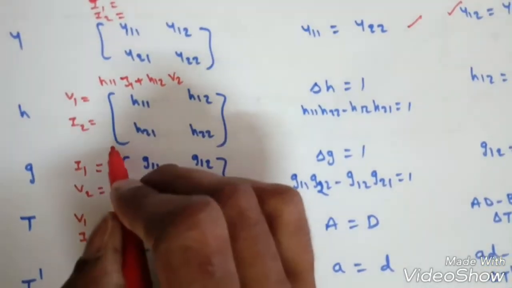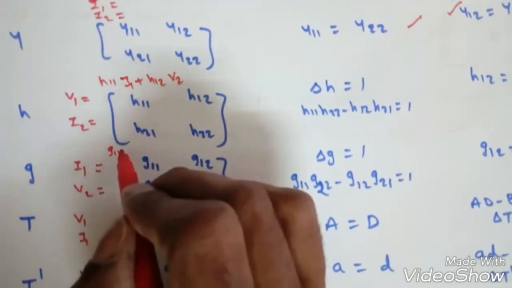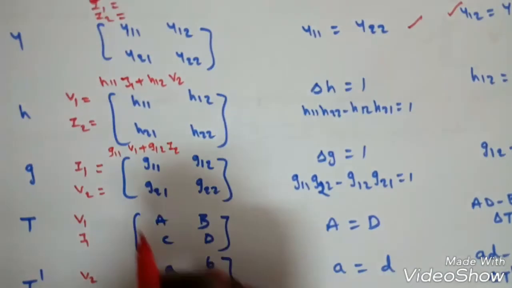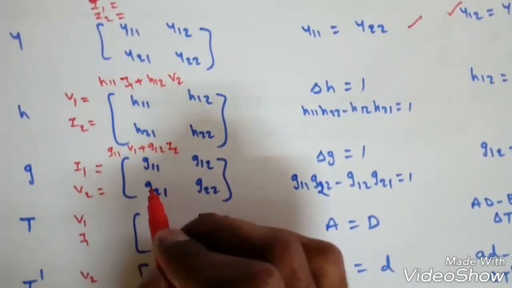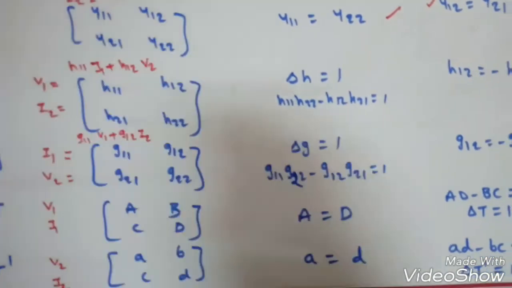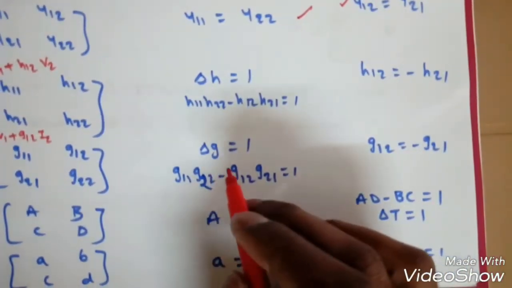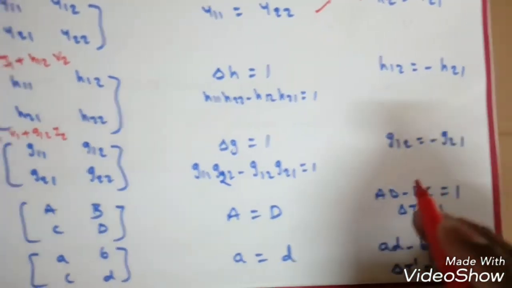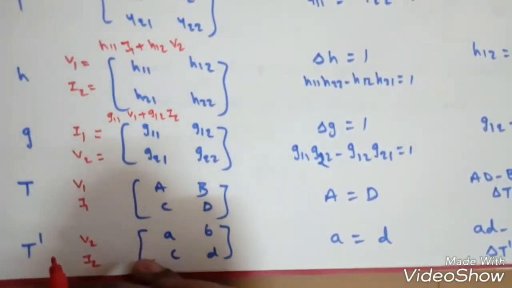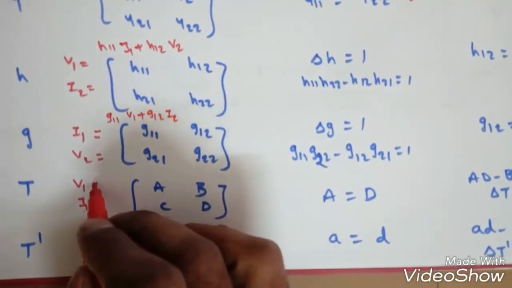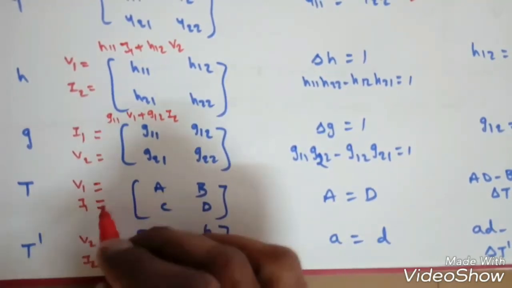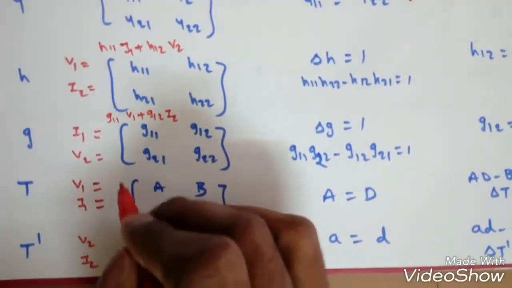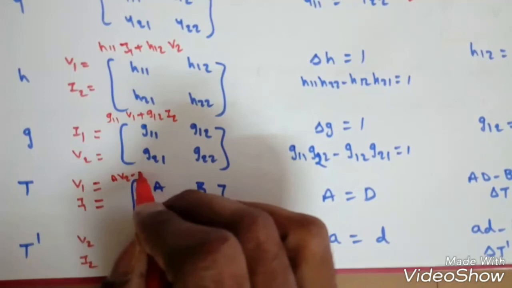Similarly, here I1 is equal to G11 V1 plus G12 I2. Similarly, V2 is equal to G21 V1 plus G22 I2. The condition for symmetrical is delta G is equal to 1 and reciprocal is G12 is equal to minus G21. Similarly, the transmission and inverse transmission parameters. Here V1 and I1 are dependent variables, so V1 is equal to A V2 minus B I2, and I1 is equal to C V2 minus D I2.